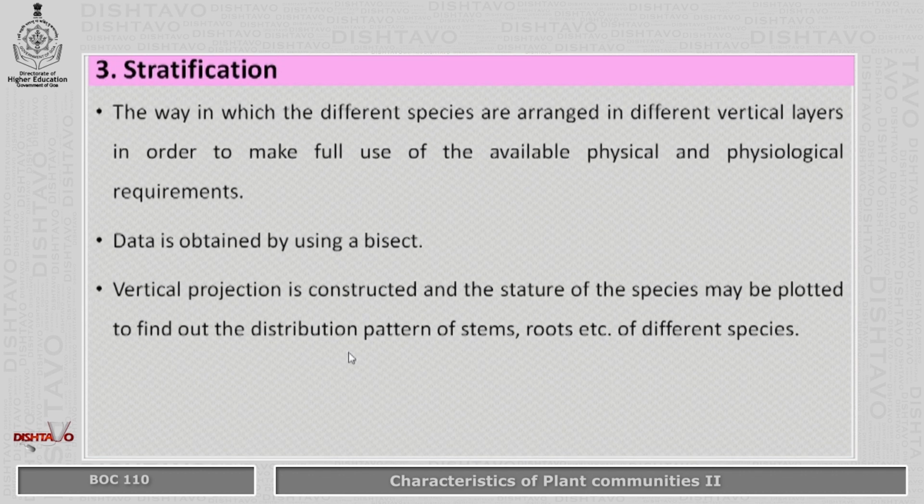Stratification is the way in which different species are arranged in different vertical layers in order to make full use of the available physical and physiological requirements. The data here is obtained by using a bisect. The vertical projection is constructed and the stature of the species may be plotted to find out the distribution pattern of stems, roots, etc. of different species.